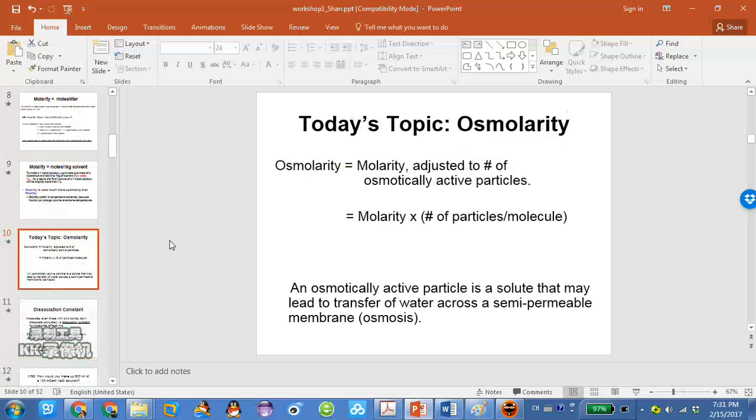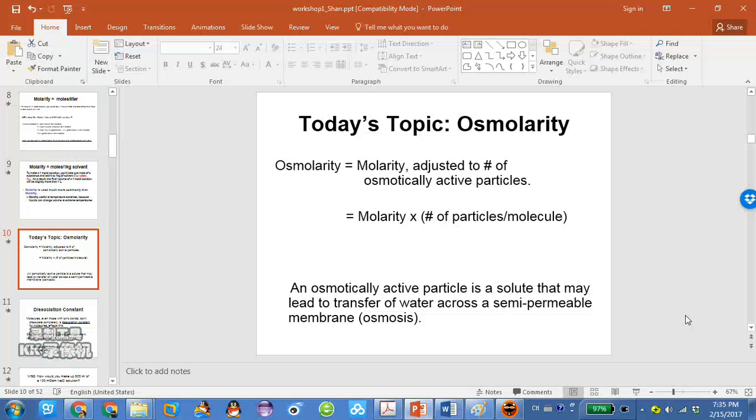Today's topic is about osmolarity and osmolality. From the names osmolarity and osmolality, you can tell that they are closely related to the process of osmosis. That's true. If you still remember, the direction of osmosis is from high water concentration to low water concentration. Or you can say the direction of osmosis is from low solute concentration to high overall solute concentration.